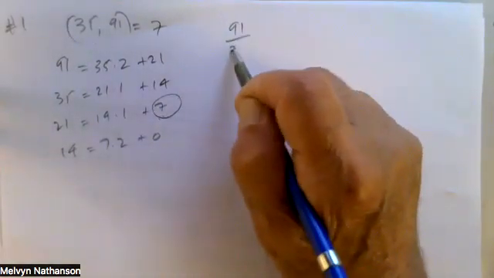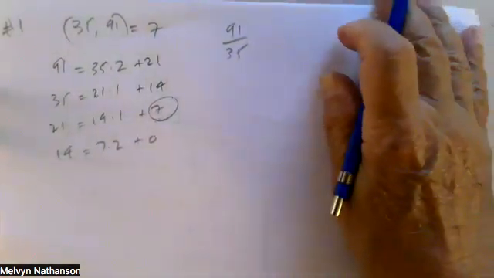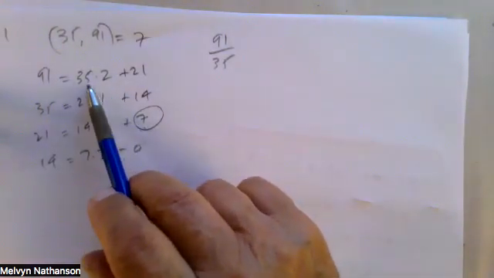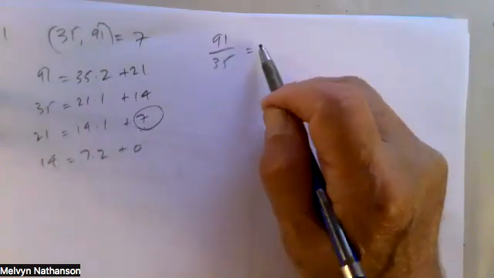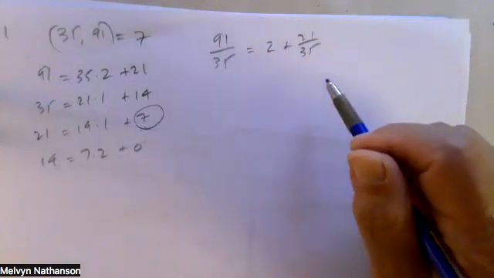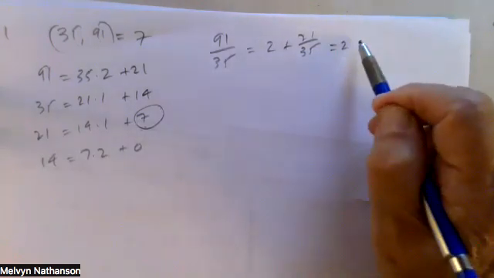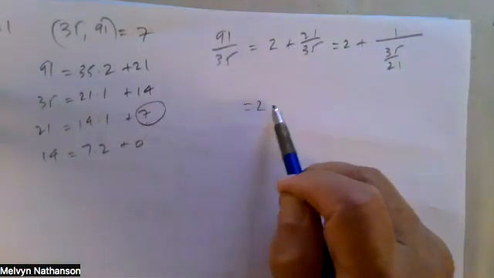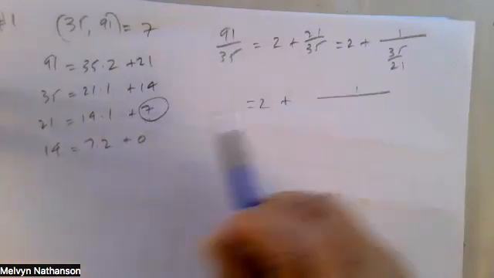And then I want to write 91 over 35 as a simple continued fraction. So if I take this first equation and divide by 35, I get 2 plus 21 over 35, which is 2 plus 1 over 35 over 21, which is 2 plus 1 over.